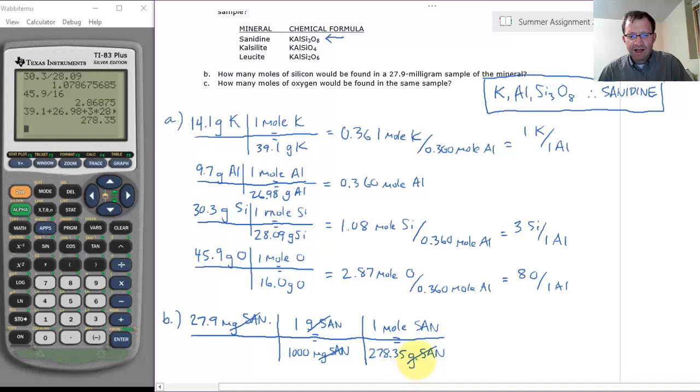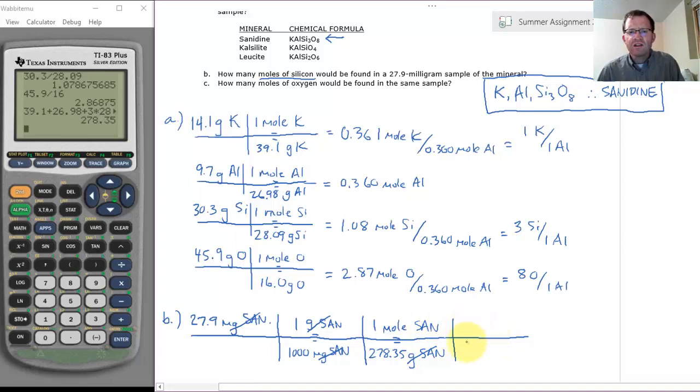Grams of sanidine will cancel out, and this would tell me moles of sanidine if I stopped right now. But that's not what the question's asking me to find out. It wants to know how many moles of silicon are in that sample. And we've taken that 27.9 milligram sample we started with here, and we've done a couple things to it mathematically. We haven't punched it into the calculator yet, but we could stop right now, punch it in, have an answer, and that would be moles, and that'd be fine, but it wouldn't be quite the end. So let's not stop till we're at the end.